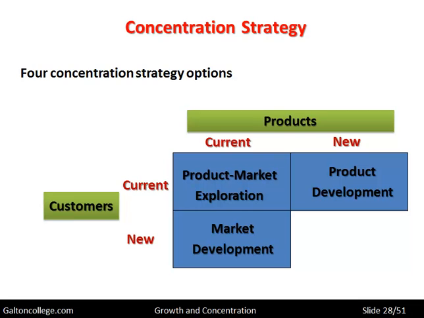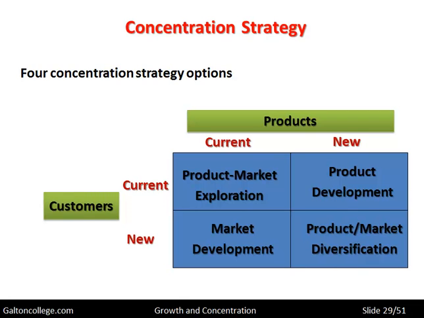It could be the current customers with new products, in which case it's product development. So it's current customers but with new products, product development. It could be new customers with new products. Now this is product market diversification. So there are different strategies for growth that we can identify.